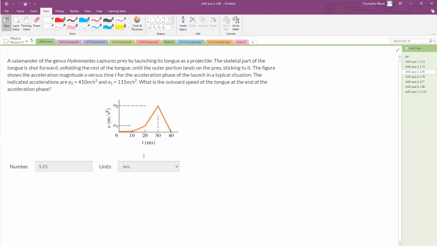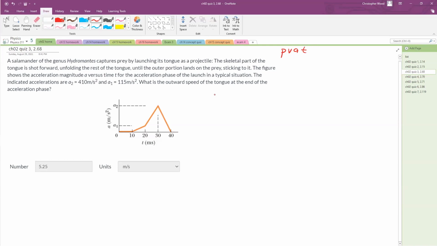The kinematics of this salamander tongue has been studied, and here's what we found. This is a graph of acceleration versus time. So we know how this salamander tongue behaves as a function of time. This is the first time we're talking about acceleration, because kinematics is basically this: position, velocity, acceleration, and time. We've talked a lot about position and velocity and time, but now we're going to talk about acceleration. So now here's the question.